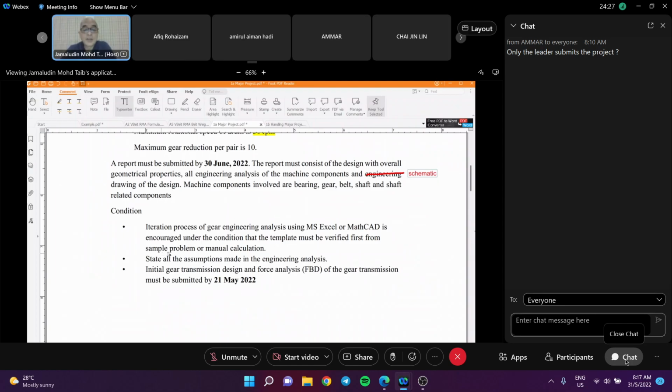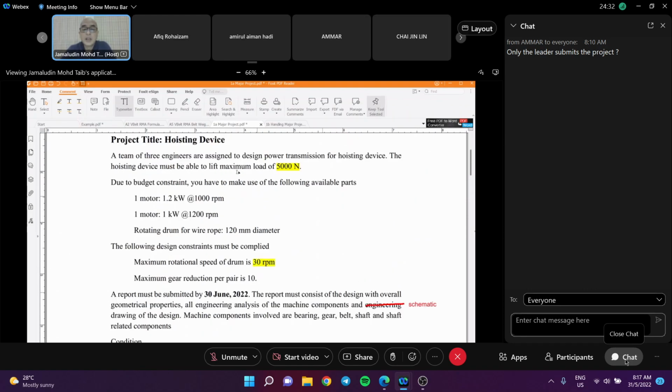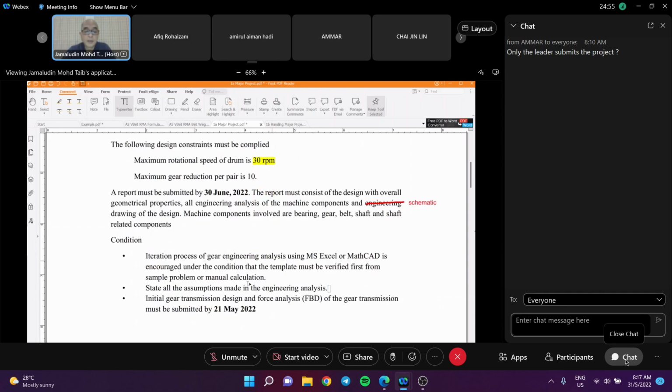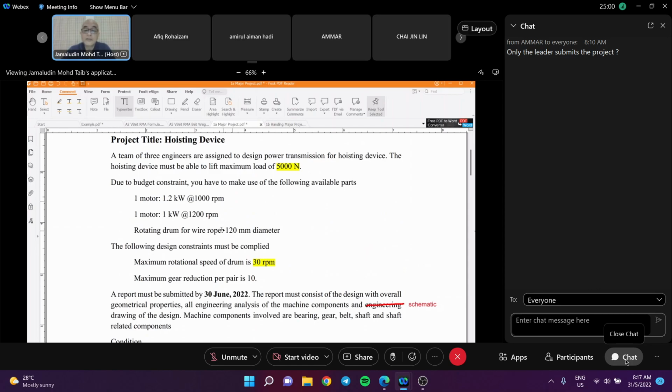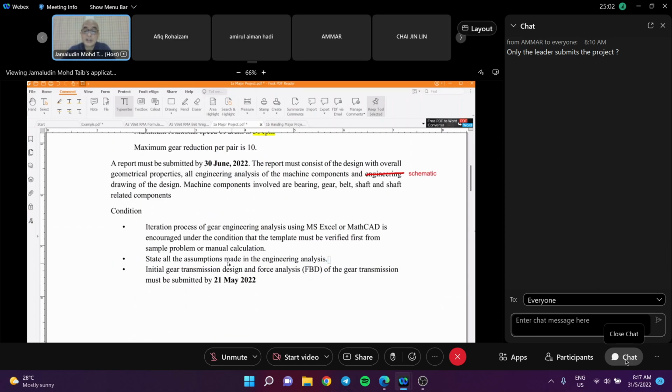State any assumption made in an analysis. For example, you have to think: what is going to happen if you are lifting a load? Is it going to be very impact, or is it going to be very smooth? Is the output going to have no shock, no impact or whatever? You have to make an assumption there, because remember, you are designing the thing, so you have to state the assumption.